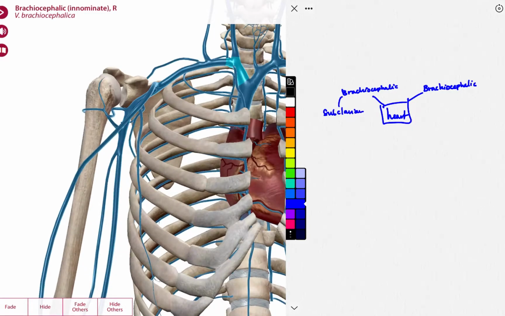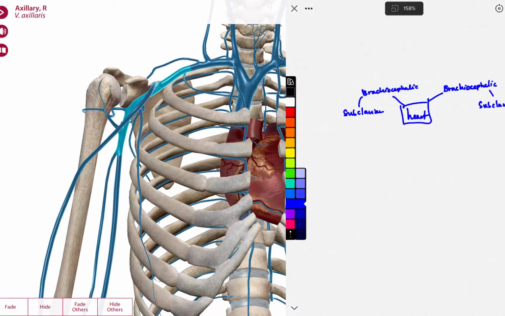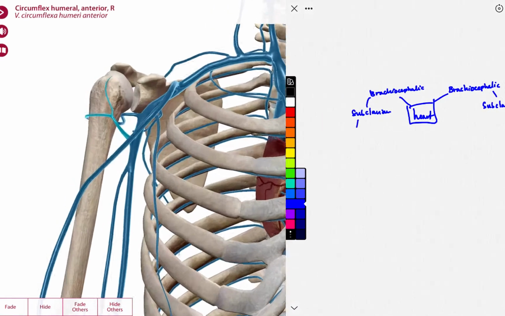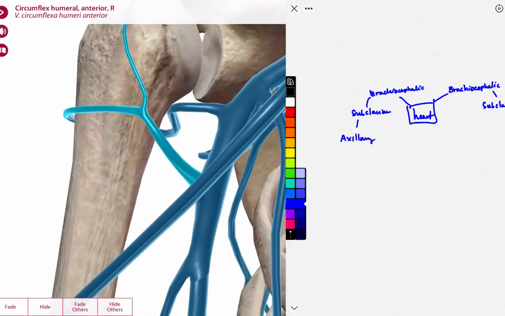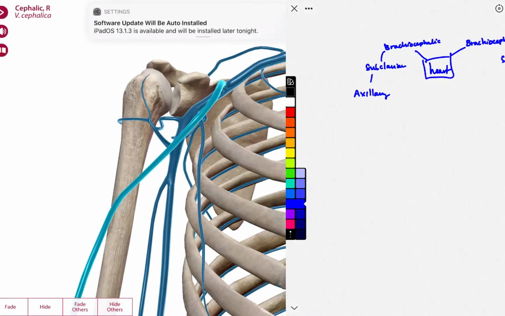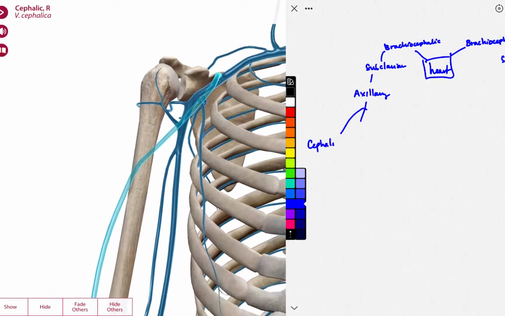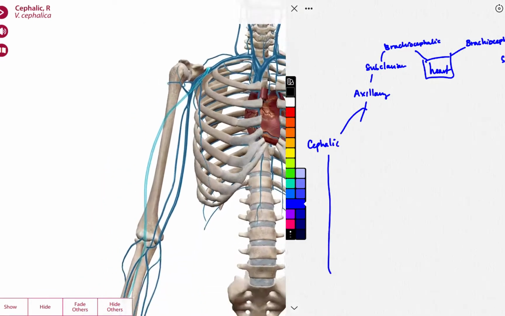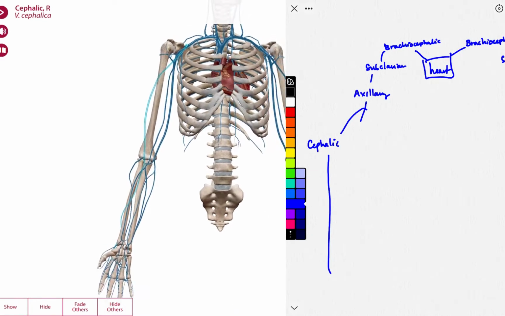All right, brachiocephalic is going to become the subclavian, and the subclavian, just like it did with the arteries, is going to become the axillary. And just like it did before, it's going to branch into the circumflex humeral, which just means something that wraps around. Now, in that axillary, you'll notice that there's a new branch. This is the cephalic vein, and the cephalic vein is actually really interesting because it runs the length of the arm, and it runs on the outside of the arm. So it runs towards the thumb.